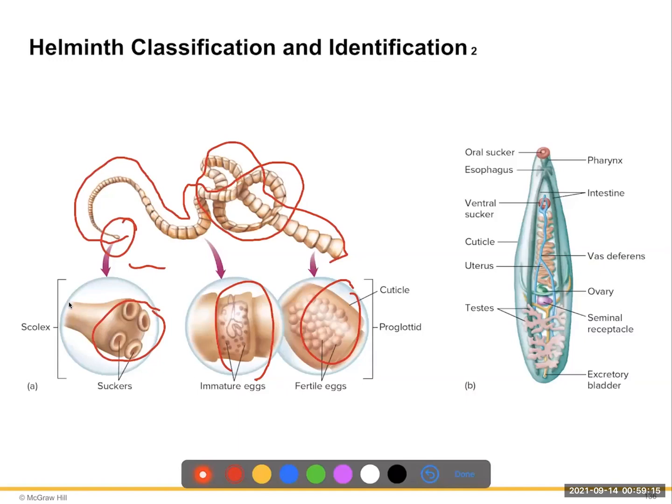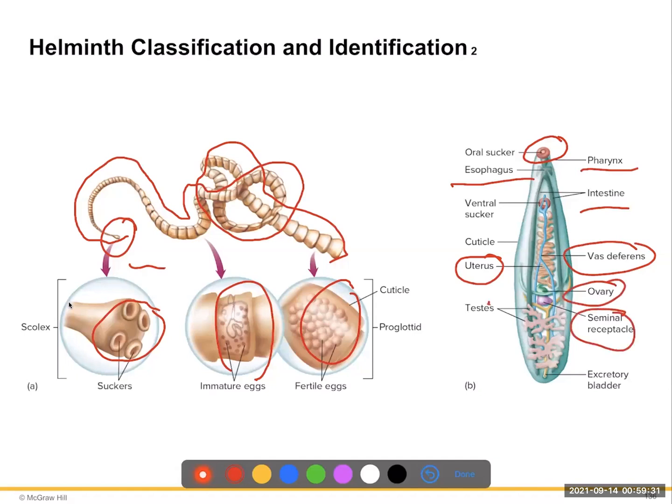Okay. This has an oral sucker right here where it adheres. And it has a pharynx, an esophagus, an intestine. Okay, it has a uterus and a vas deferens, male and female parts for sexual reproduction. It has an ovary, seminal receptacle for sperm, and testes. And then an excretory bladder for urination, to get rid of the waste. So it has male and female parts in the same organism. So the genetic material is mixed as they reproduce, so you get varied response and continue evolving.